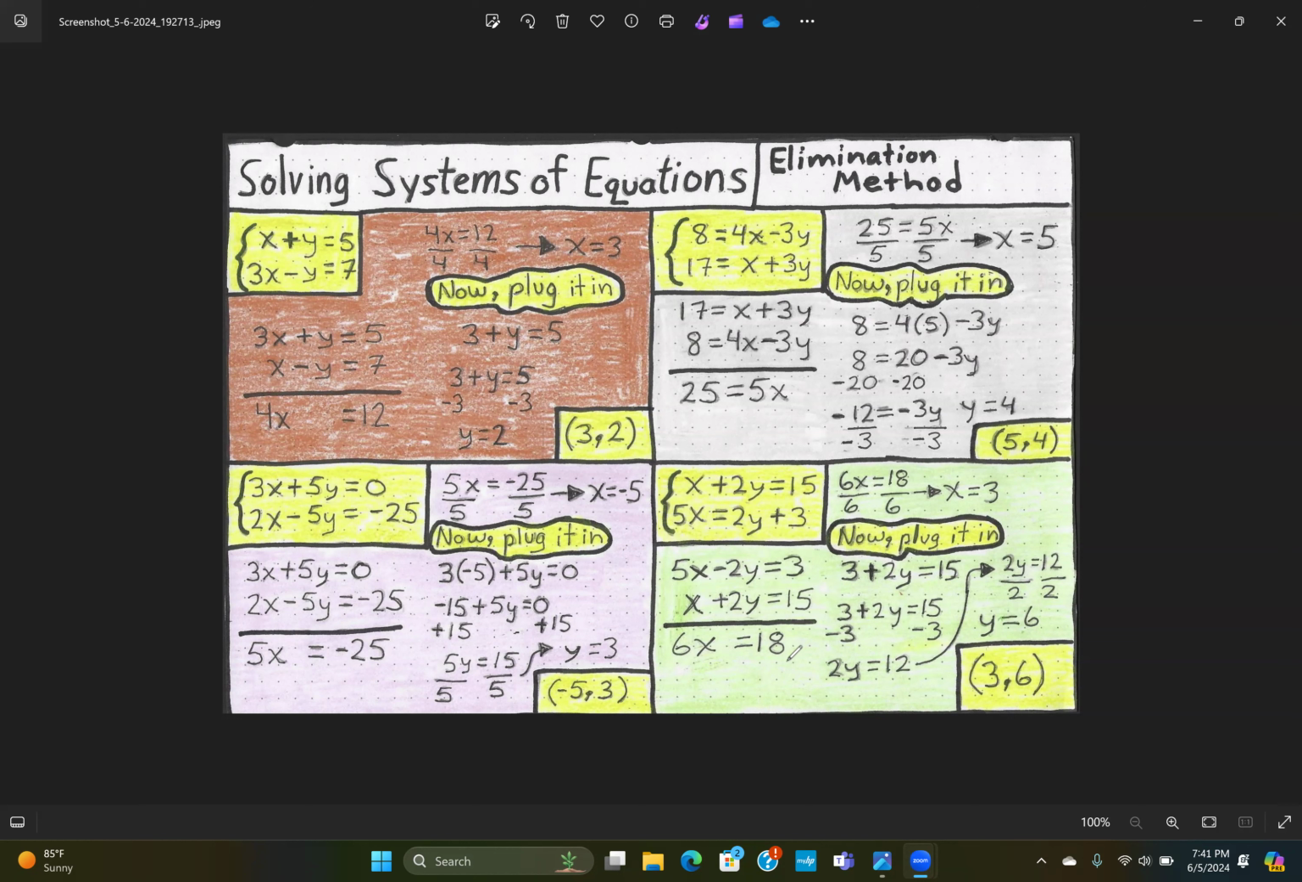And then again, how about this? What number times 6 will give us 18? Yes, you got it. The answer is 3. And if it didn't come naturally to you, just divide both sides of the equation by 6, and you will find that x is equal to 3.